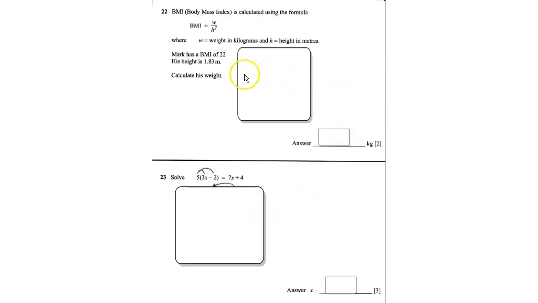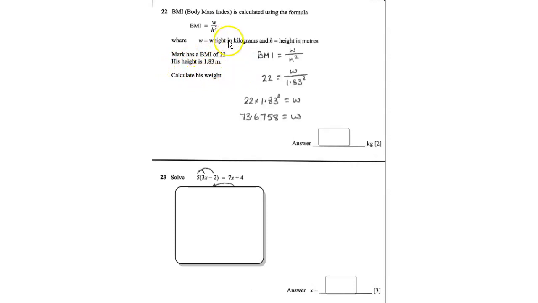So for question 22, this is a substitution question. So it says BMI, body mass index, is calculated using the formula BMI equals W over H squared. So Mark has a BMI of 22. His height is 1.83 metres. Calculate his weight. So we've set up the equation there.